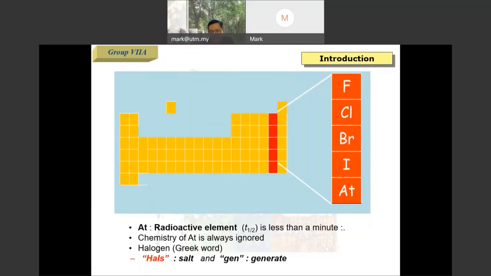The word halogen comes from the Greek word hals, which means salt, and gen, which means to generate, to form salts. As you see, the halogens form salts with group 1 and group 2, and most of the metal ores consist of halogens in their chemical formula.